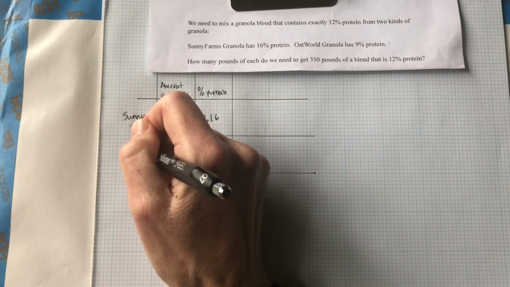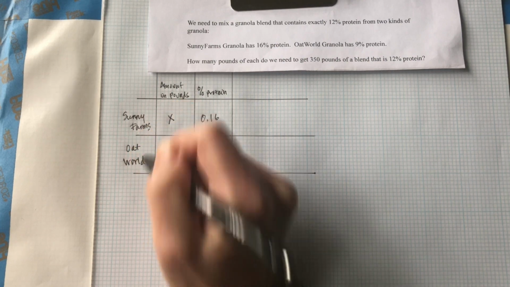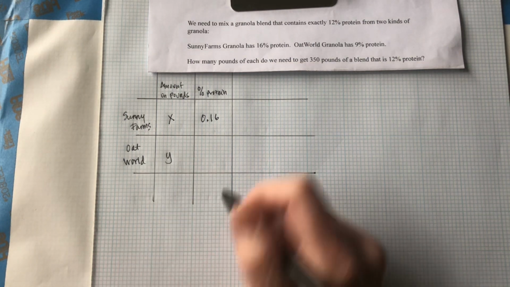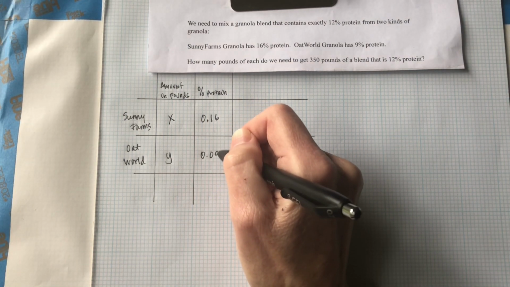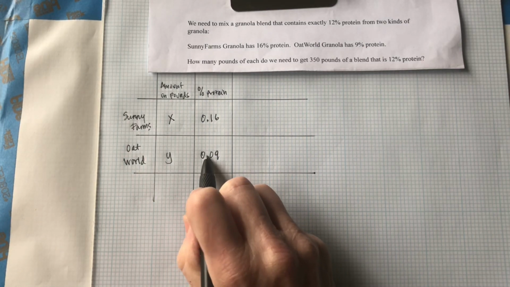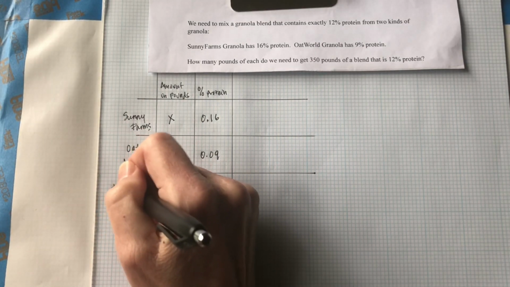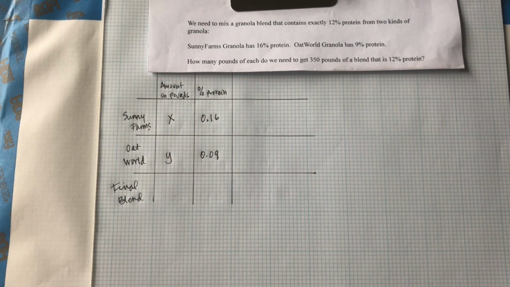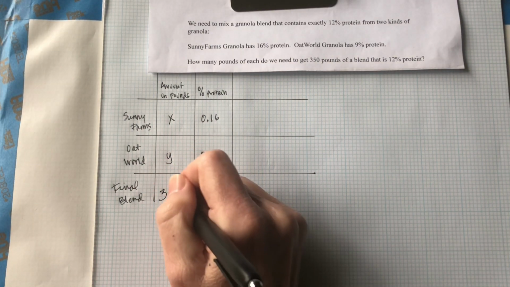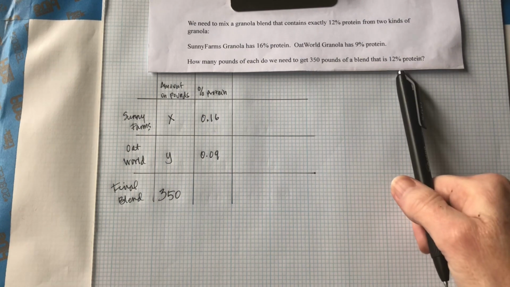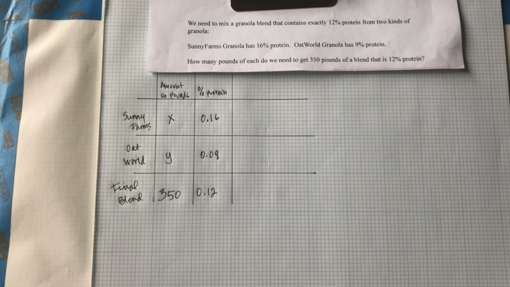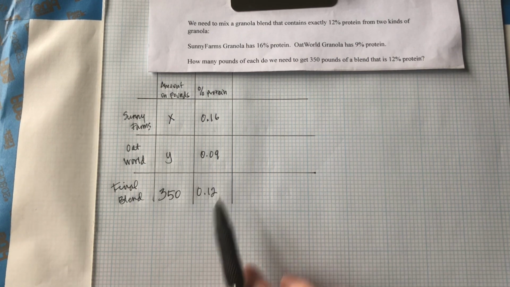Now let's put the same kind of information for Oat World granola. Again, another unknown, we don't know yet what the amount is going to be, but we do know it's 9% protein, so we'll convert that to a decimal, and that's 0.09. And now the final blend, well, we do know the amount that we need on that. We need to come up with 350 total pounds. And we also know that it needs to be 12% protein, so we'll convert that to a decimal there. All right, so now we've captured all this information that was given, and it's now in a more organized format.